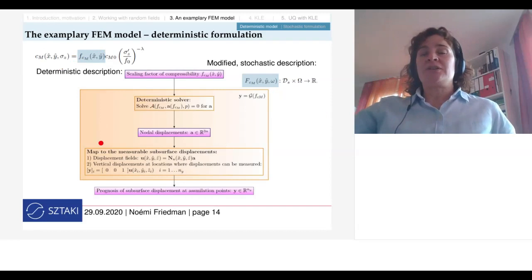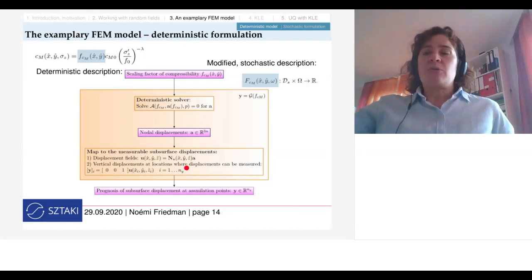This is, in general, the deterministic problem that we have seen: there is a deterministic solver solving the problem with a finite element method for the nodal displacement and the pressure terms, and I get as a solution the nodal displacements. From the nodal displacements I can get a general approximation for the displacement field, whereas I have measurements of the displacements in the vertical direction, so a u of z_i, at certain points.